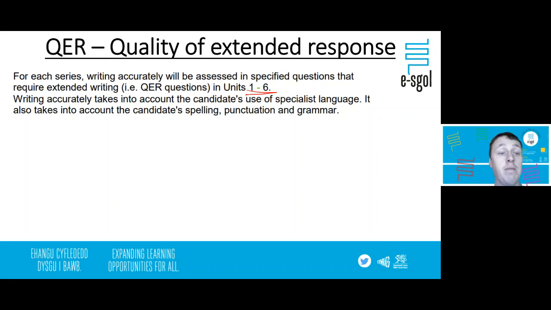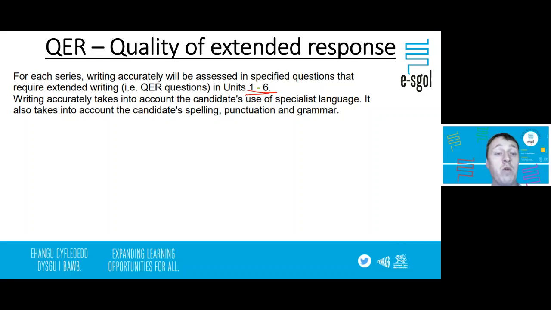So how this is marked is that what they're looking for is for the candidate, so you, to write accurately, and it also takes into account the use of specialist language to demonstrate you understand the keywords in describing the phenomenon or the physics experiment. It also takes into account your ability to spell, punctuate, use grammar, and use good reasoning to explain what the question asks. So QER is not quite the same as just answering a question or calculating a point or plotting a graph.